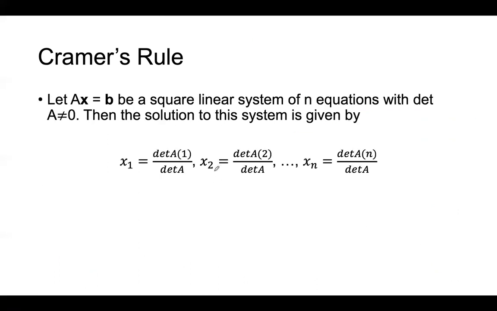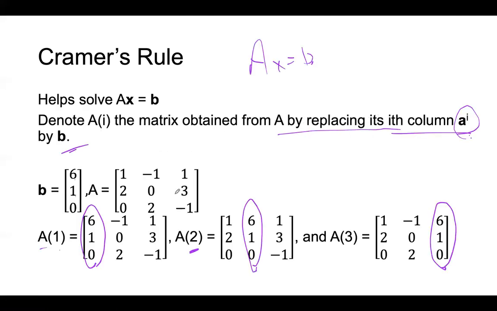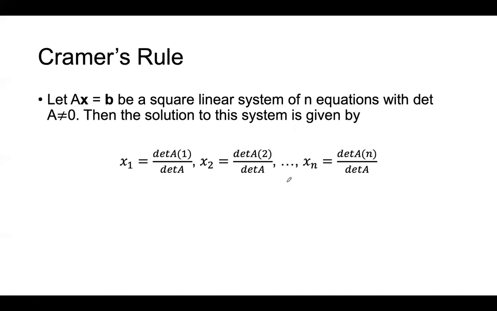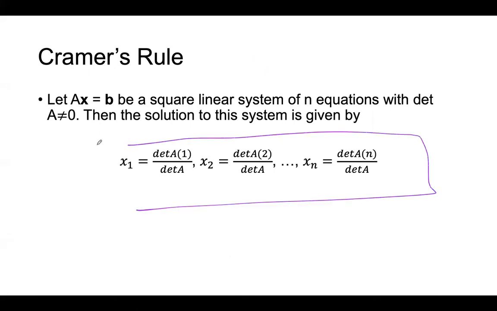Now, Cramer's rule essentially gives us a formula for calculating and solving this. So it's the determinant of A1, which is over here, this one. So we calculate this determinant, and so on. And there's a formula for it. So it's divided by the determinant of A, the total.